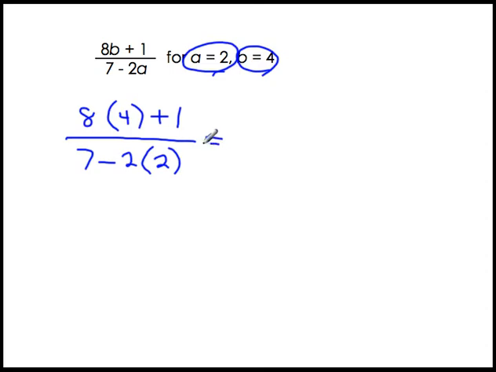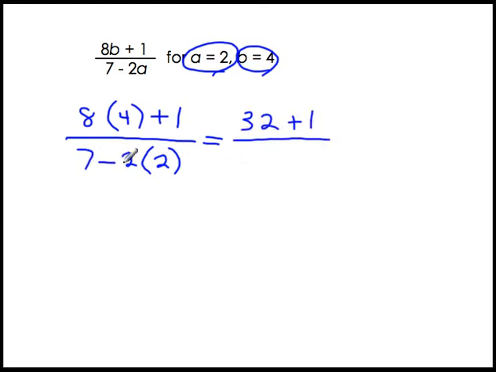Now when you do fractions, you always need to do the top by itself and then do the bottom by itself. And when you do that, once you have one number on the top and one number on the bottom, then you can do the division, because this line right here means division, but we don't do that until the very end. So on the top, the first thing I need to do is multiplication. 8 times 4 is 32. And I'm just going to carry over the plus 1.